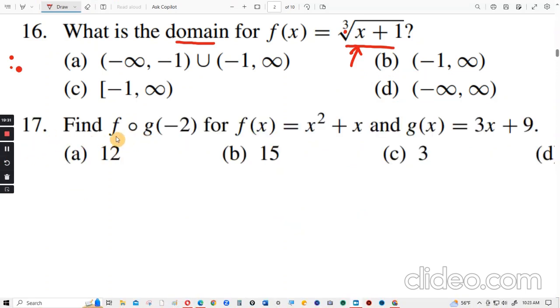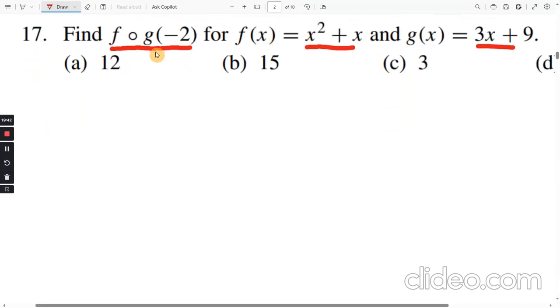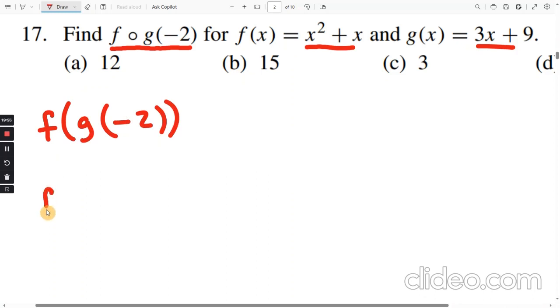Number 17, they want us to find f of g of negative 2, given this is f of x and this is g of x. As always, the little circle means "of." I like to rewrite this as f of g of negative 2. Basically, we have to find g of negative 2 and take that and plug it in for x in the f function. So let's find g of negative 2 first.